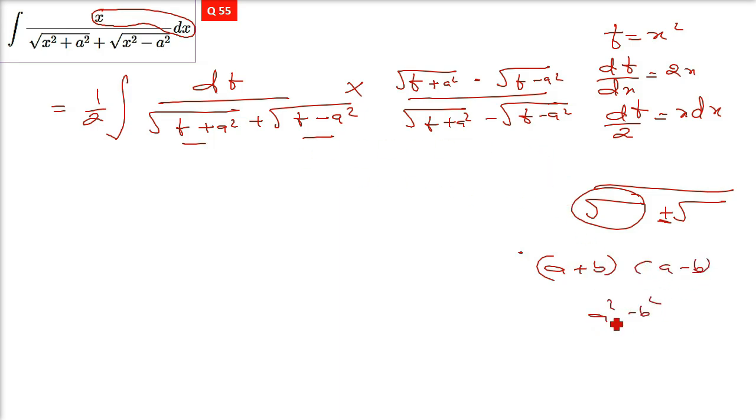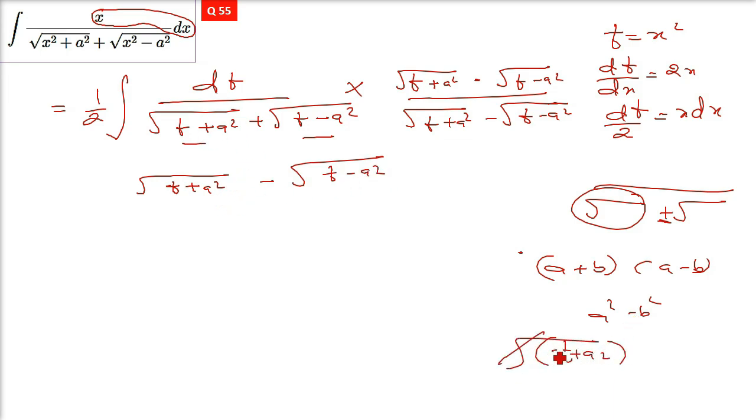So when you do this a square minus b square, you'll get t plus a square minus t minus a square. What is in the numerator? t plus a square root minus t minus a square root is in the numerator. The denominator will give you t plus a square, and you subtract t minus a square. Because the root of t plus a square, whole squared, is t plus a square only, and the root can just be removed. So t plus a square minus t plus a square, t gets cancelled, you get 2a square. So this 2a square will go in front. 2a square is a constant, 1 by 2 is a constant. When it gets multiplied, you will get 1 by 4a square.